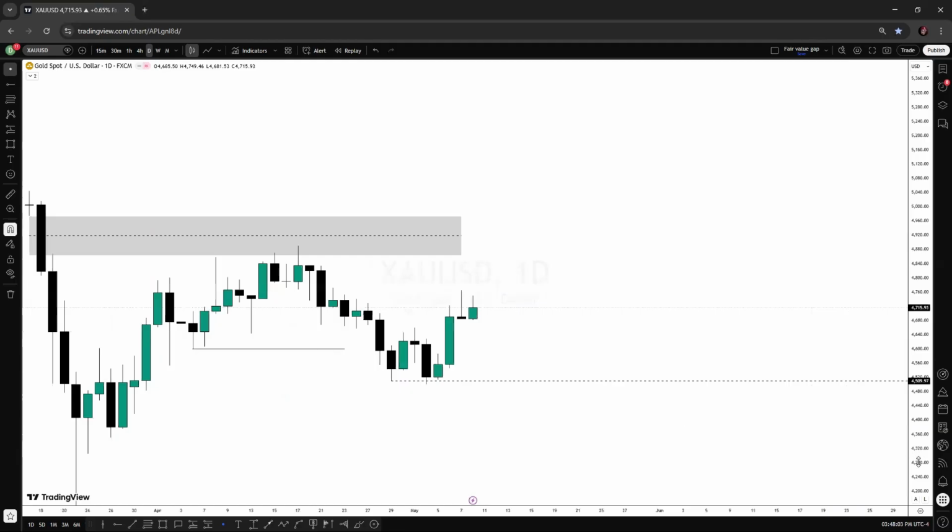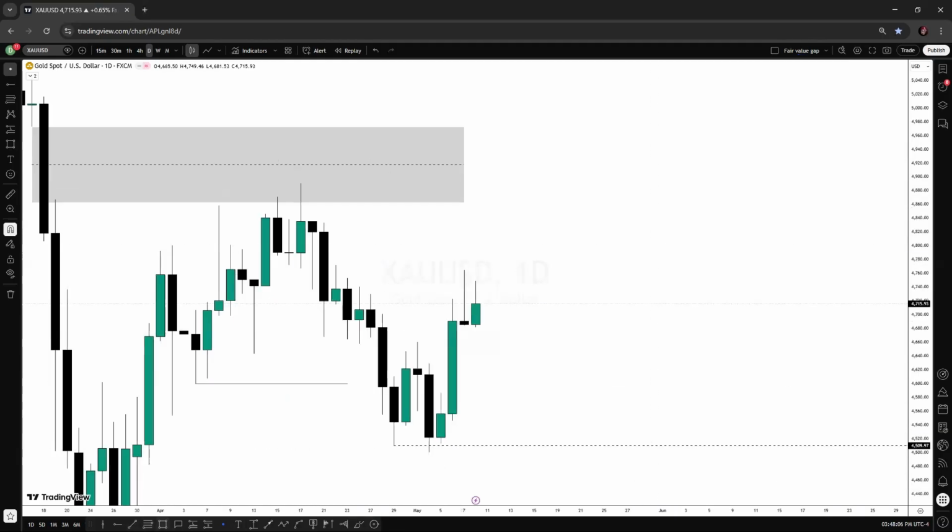Initially, we had a distribution from internal to external, which is from this fair value gap here. All right. The market tapped, gave us a clear rejection, gave us a pin bar, and then we went to distribute at this external range liquidity. All right. So that has happened.